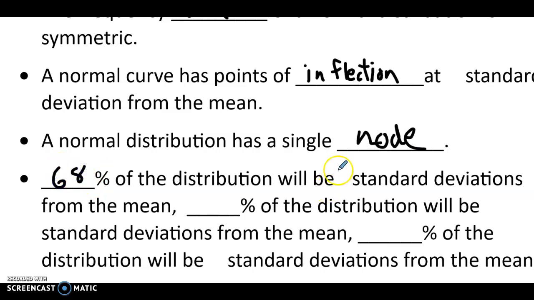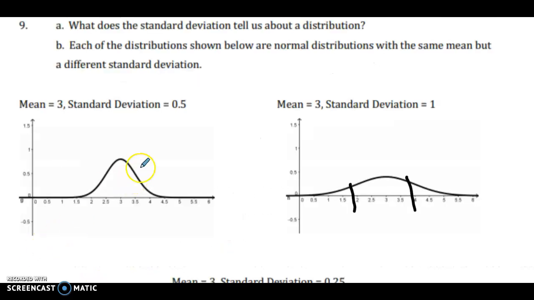68% of distribution will be plus or minus 1 standard deviation. 95% will be plus or minus 2 standard deviations. And 99.7% will be plus or minus 3 standard deviations.